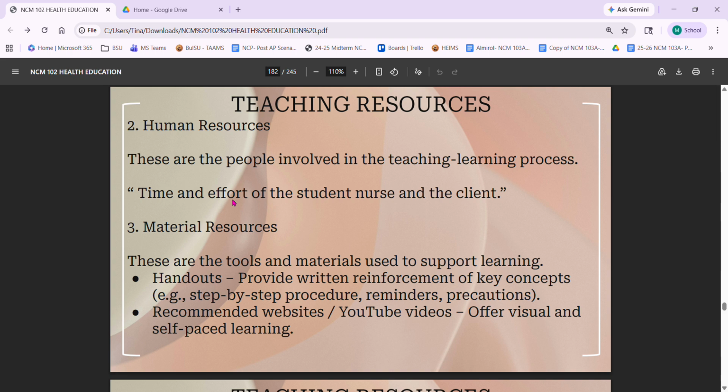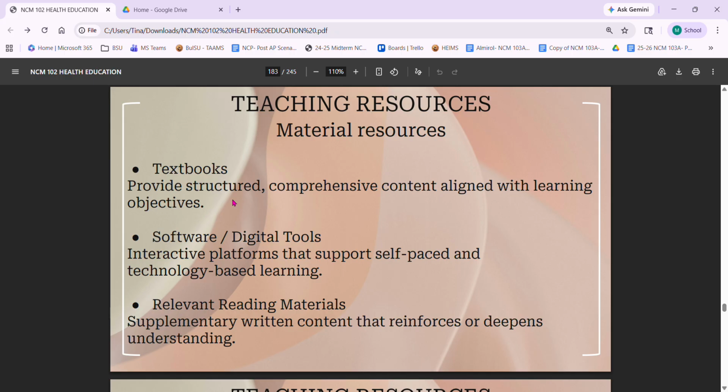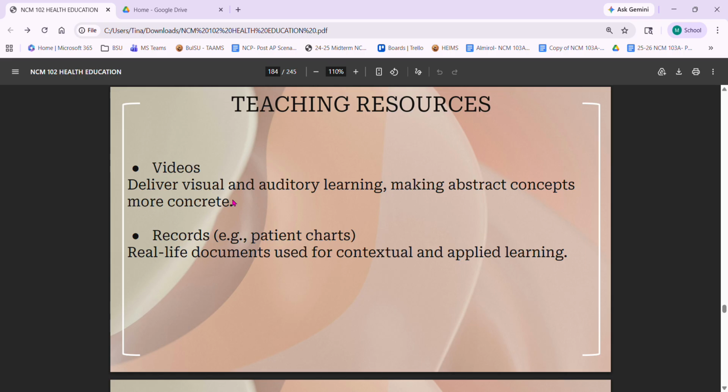Okay? And material resources. So, these are the tools and materials used to support the learning process. Okay? Handouts. Okay? You provide written reinforcement, yung key concepts, yung step-by-step procedure, yung reminders, precautions. So, may binigay kang handouts. Recommended websites or YouTube videos. Okay? So, you offer visual and self-paced learning. Alright? And then, other materials, textbook. Okay? Software, digital tools, mga interactive, self-paced, technology-based learning. Relevant reading materials. So, supplementary written content. Okay, so those are your material resources.